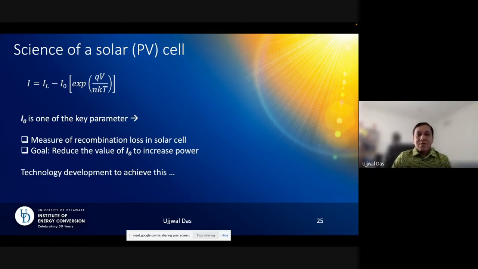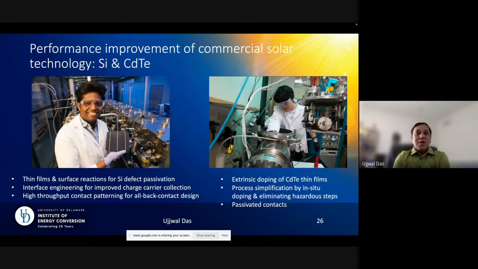That's why significant technology development is needed to achieve this. So what we do here at IEC, we look at a few different technologies. Two of the best commercial solar technologies are silicon and cadmium telluride. These two technologies contribute about 97% of solar energy produced today, so improving their performance has a big impact.